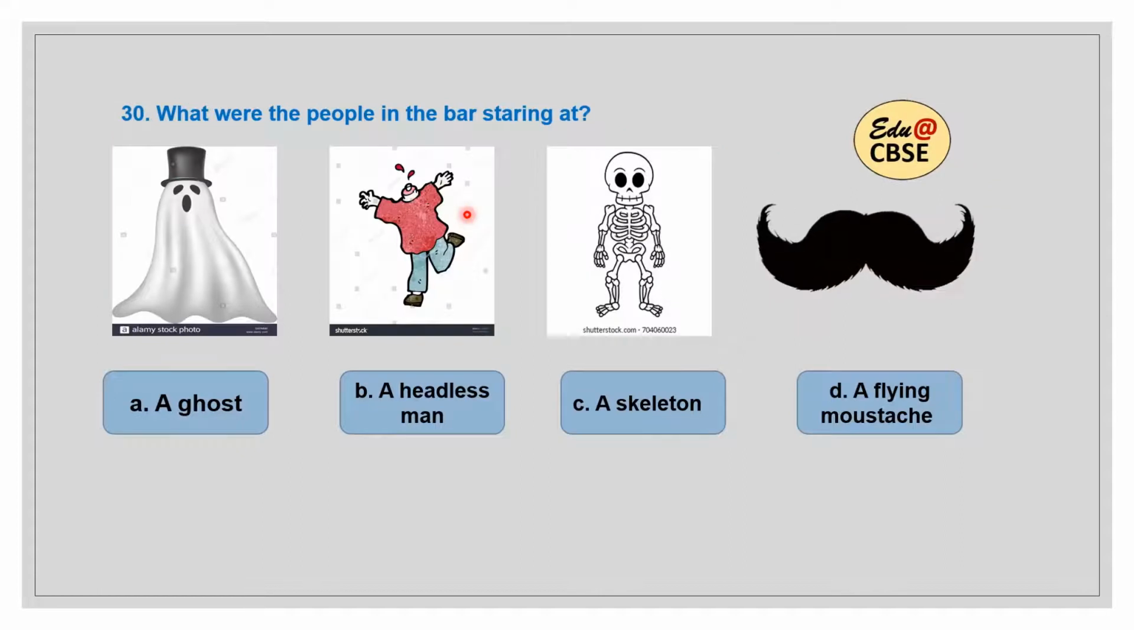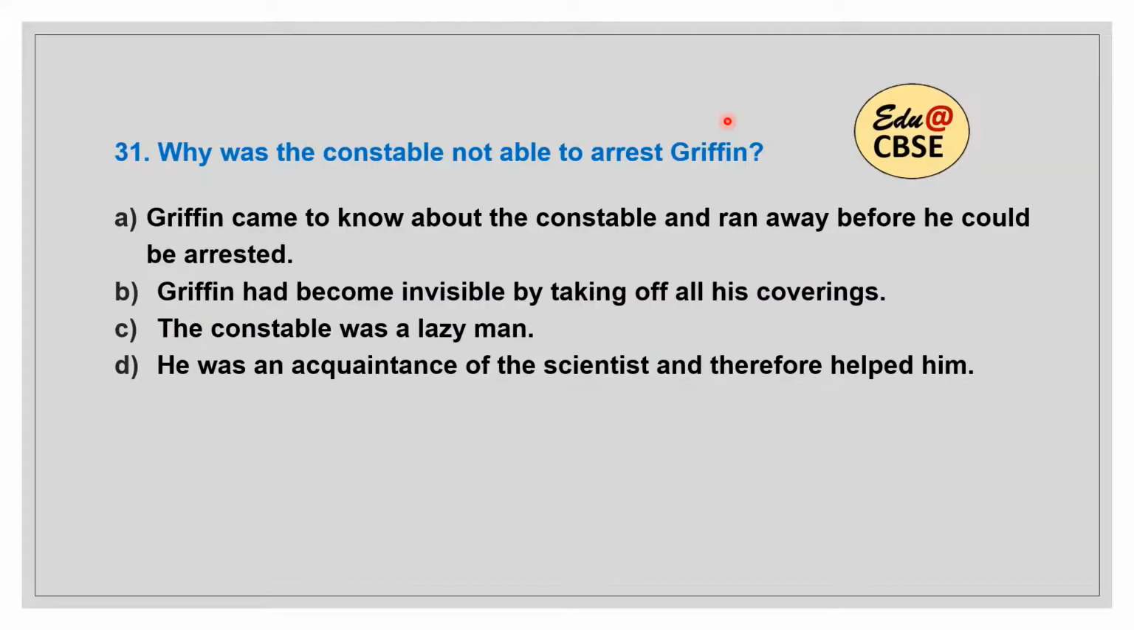Now 30th. What were the people in the bar staring at? Next one. Why was the constable not able to arrest Griffin?